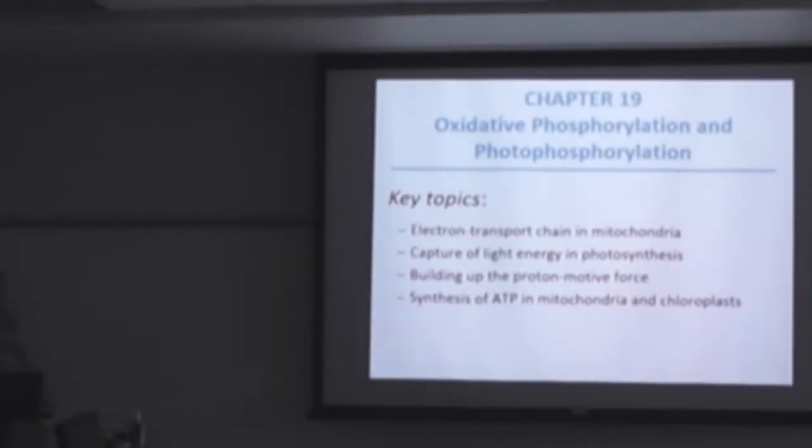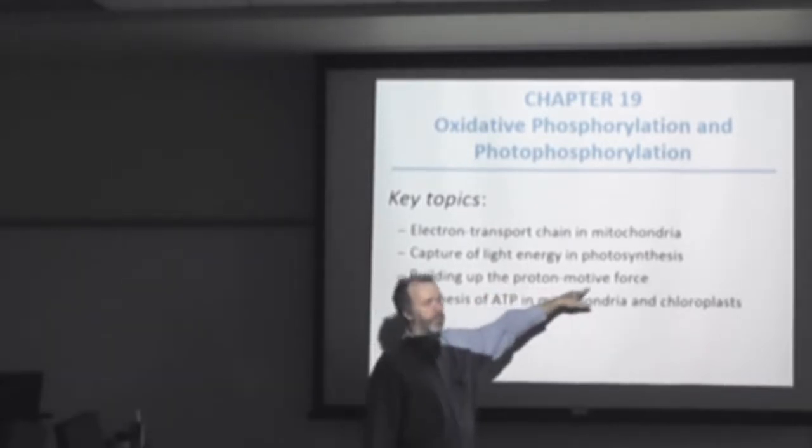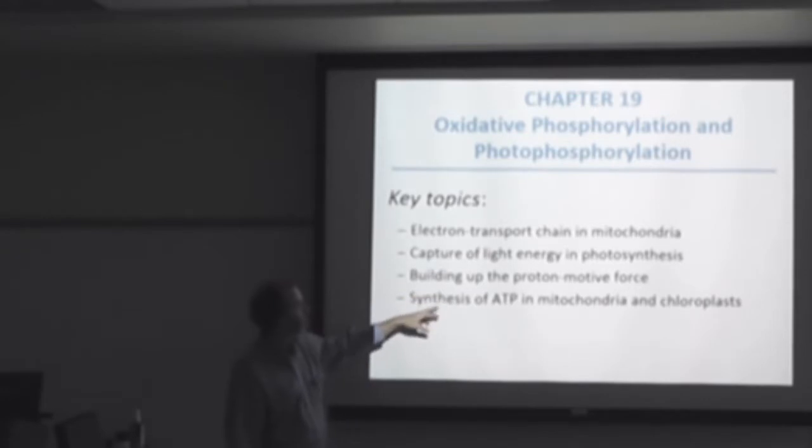So key topics today are going to be the electron transport chain in the mitochondria, capture of light energy in photosynthesis, which results in building up of the proton motive force. That's key. That's the similarity between the two. And then you get synthesis of ATP in the mitochondria and chloroplast from this proton motive force. Okay?